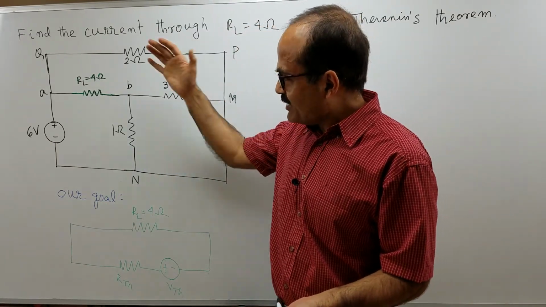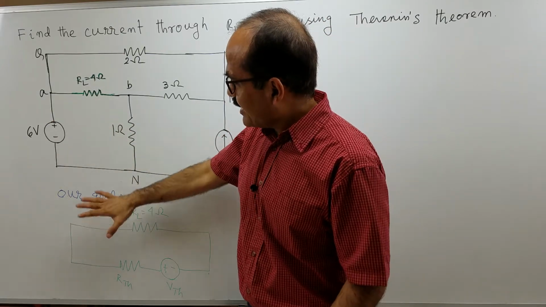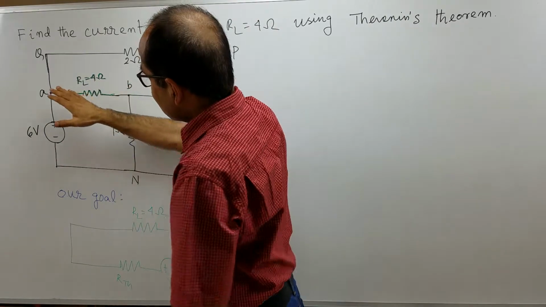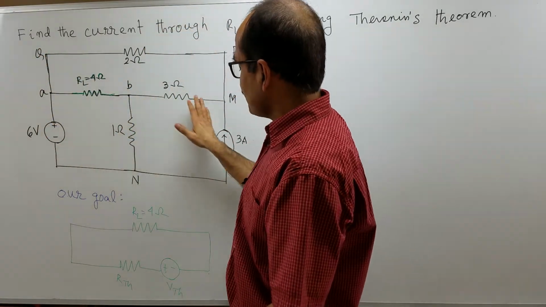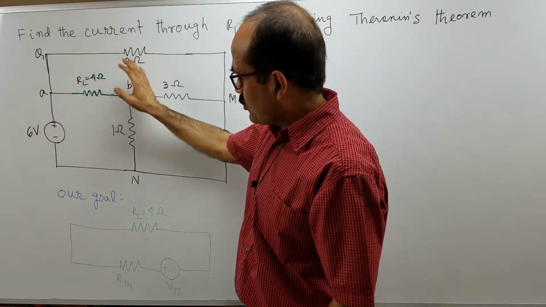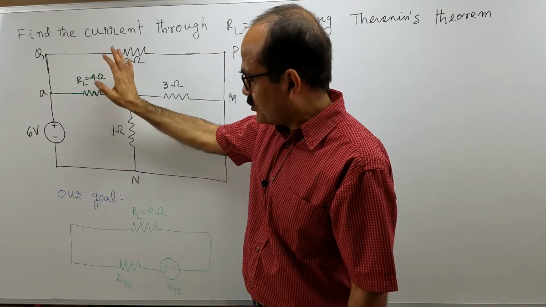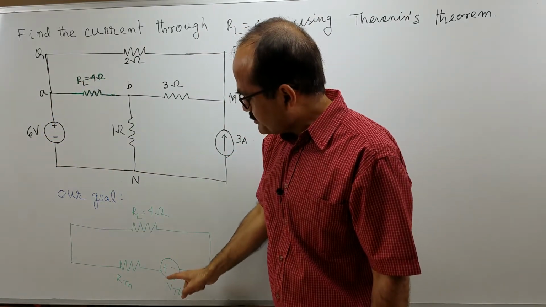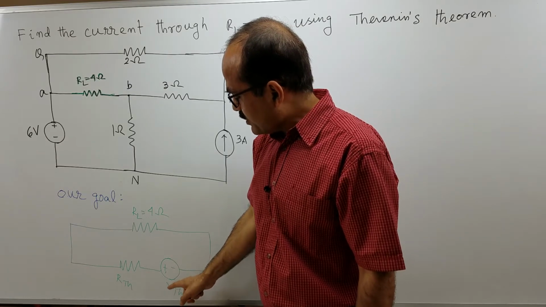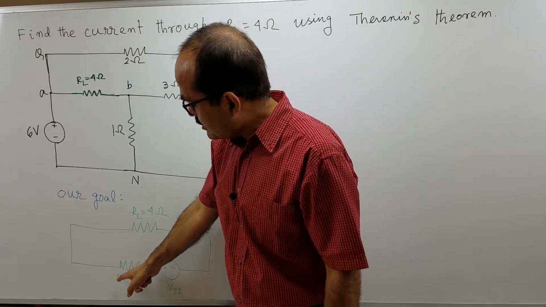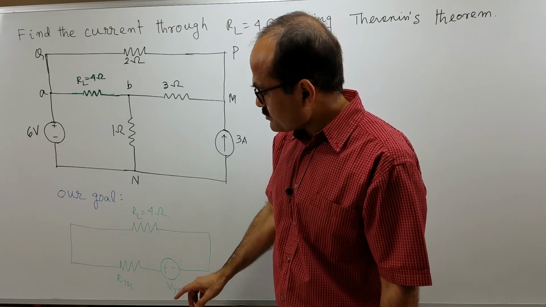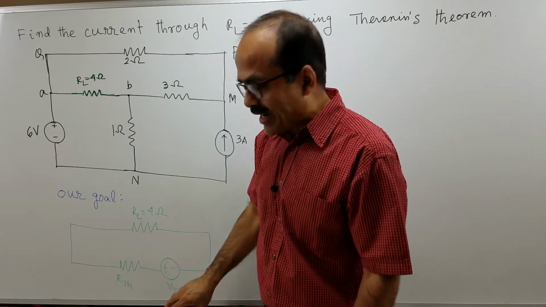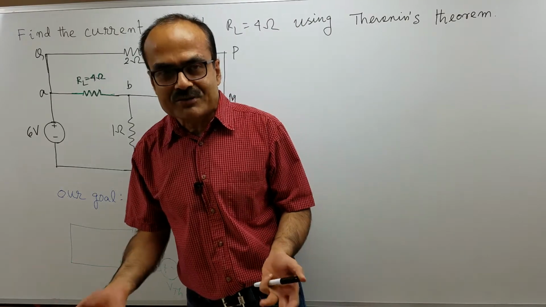Using Thevenin's theorem, we can reduce the entire network other than this load resistance. Think about the remainder of the network other than the load resistance. This entire network can be reduced to one voltage source of EMF V Thevenin and one resistance R Thevenin. This is an ideal voltage source, and we know an ideal voltage source does not actually exist.